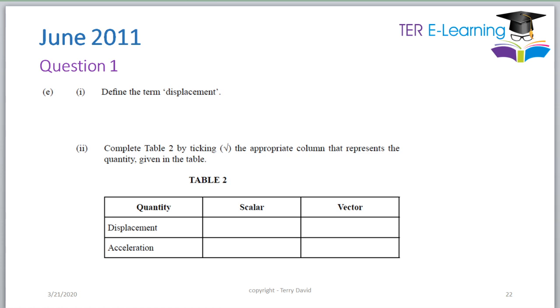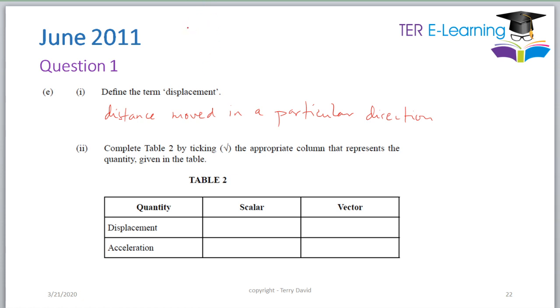All right, you're kind of partly correct there. So, what displacement is, displacement is the distance moved in a particular direction. That's all they're looking for here. So displacement is the distance moved in a particular direction.